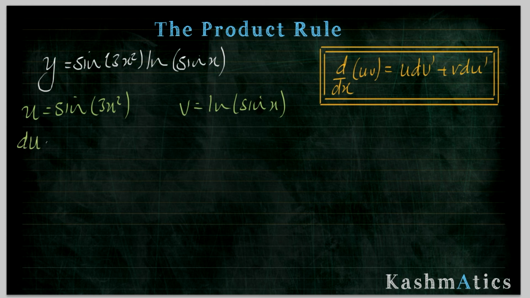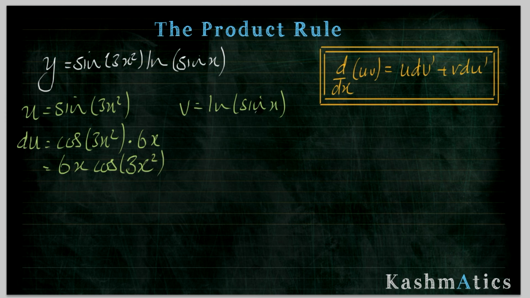So du: sine something becomes cos something. So it'd be cos 3x squared multiplied by the derivative of 3x squared, which is 6x. Let's write that a little bit neater. So I'd say that is 6x cos 3x squared. Okay, my x looks a bit like a u there, let's just change that.